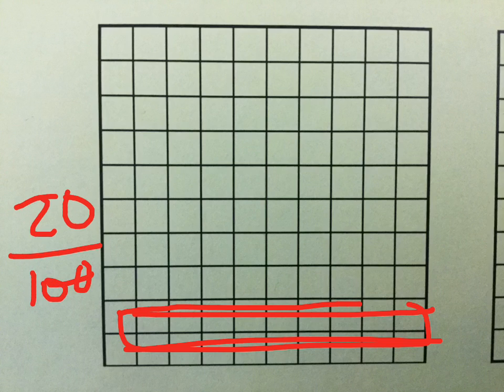So I would do 20, because they're base 10s. There's 20 blocks I've colored in, over 100. I know my decimal is right there, so 0.20.